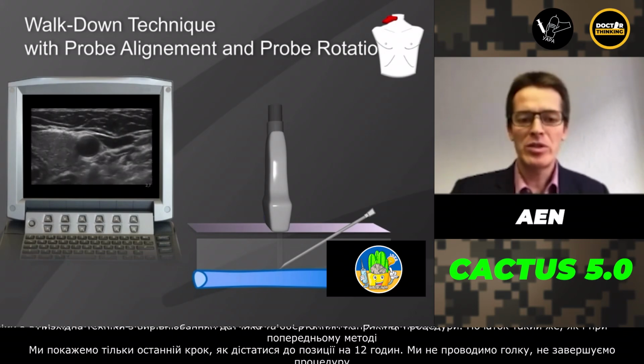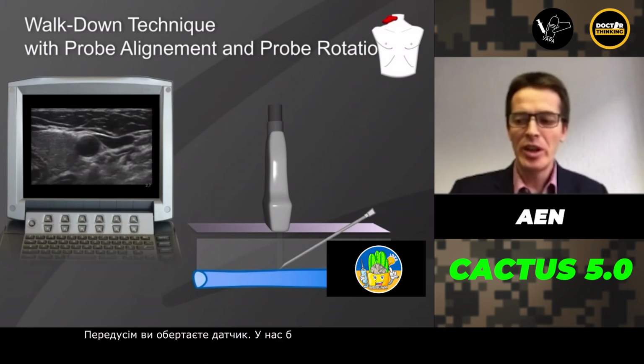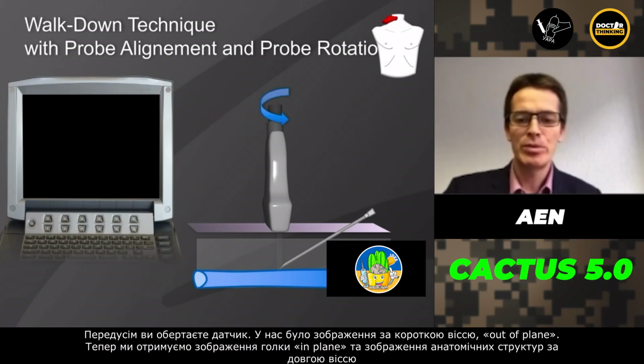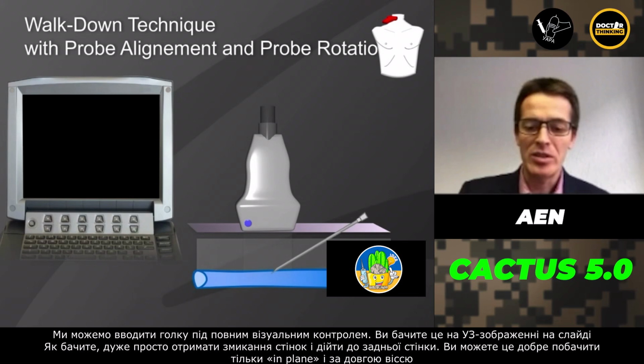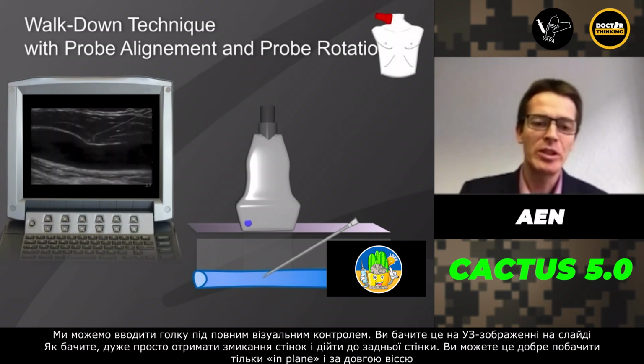And now you don't keep on going with the needle and complete the procedure. First of all, you rotate the probe. We had a short axis view before and an out-of-plane needle approach, and now through the probe rotation we get an in-plane picture of the needle and a long axis picture of the anatomical structure. And then we can insert the needle under full vision, and you see this on the ultrasound image here.